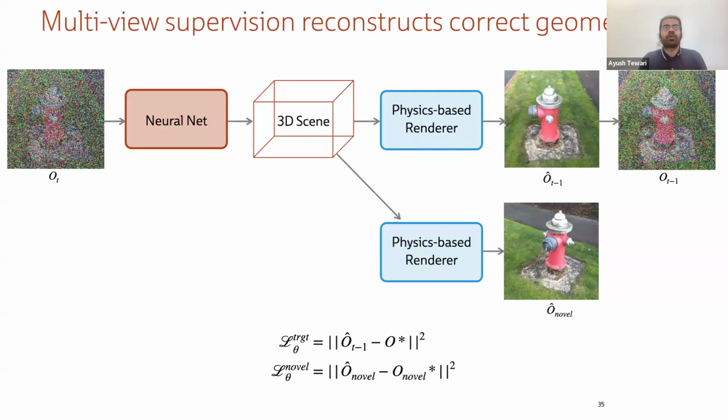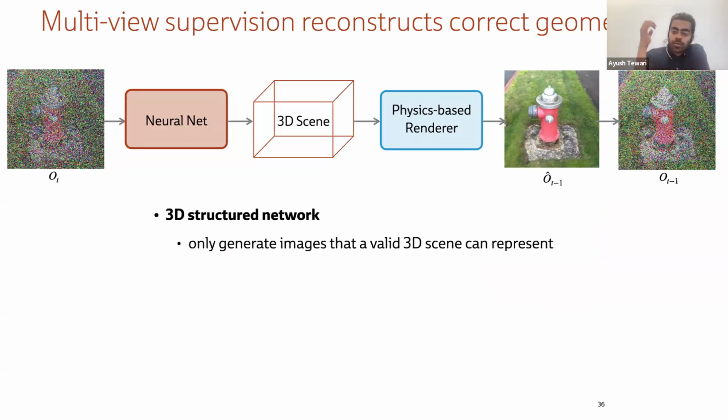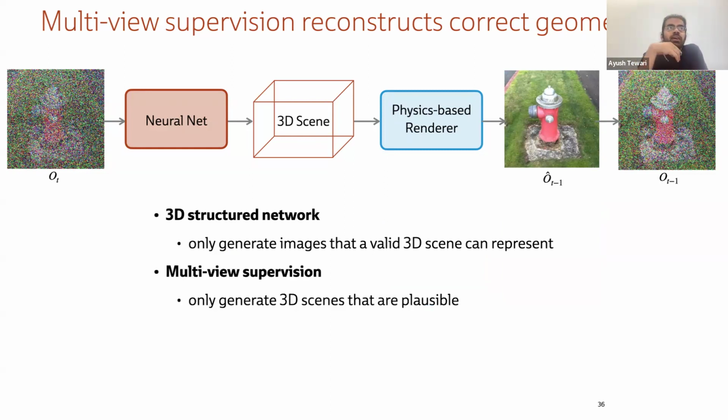The original diffusion model had the term that the denoised image should look like the ground truth, and now we have the additional term that the image from another viewpoint should also look like the ground truth. And with this change, we have a framework which is 3D structured. So as I said, it can only generate 3D scenes that are possible, that can exist. And the multi-view supervision limits ourselves further to plausible solutions.